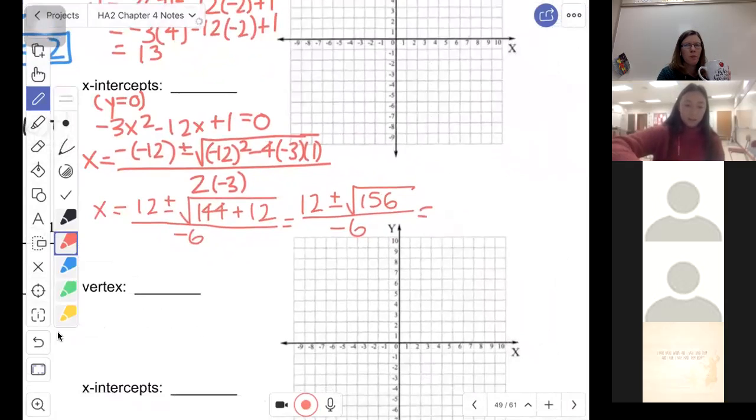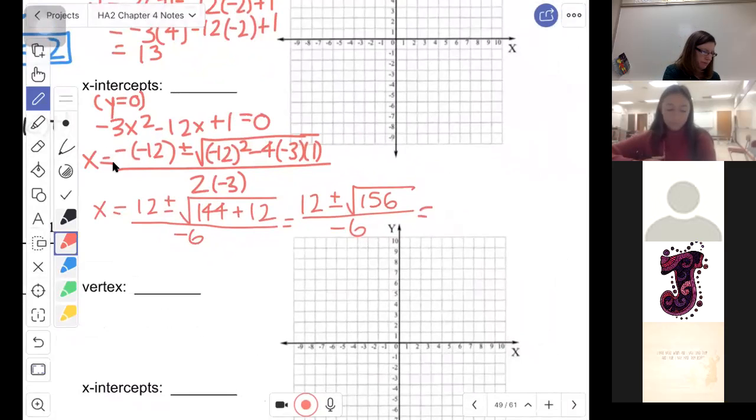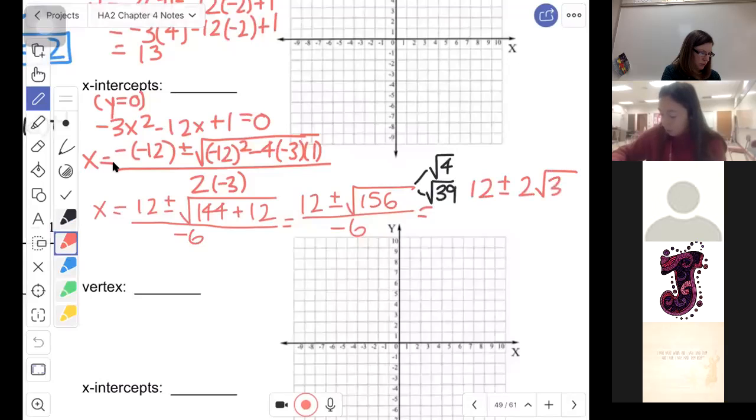Jaden, what factors of 156 helped you simplify that square root? I got 4 and 39. Yeah. So we could split that root 156 up into root 4 times root 39. This gives us 12 plus or minus 2 root 39, because we take the square root of 4 there. Divide by negative 6. Anyone confused how we got here?